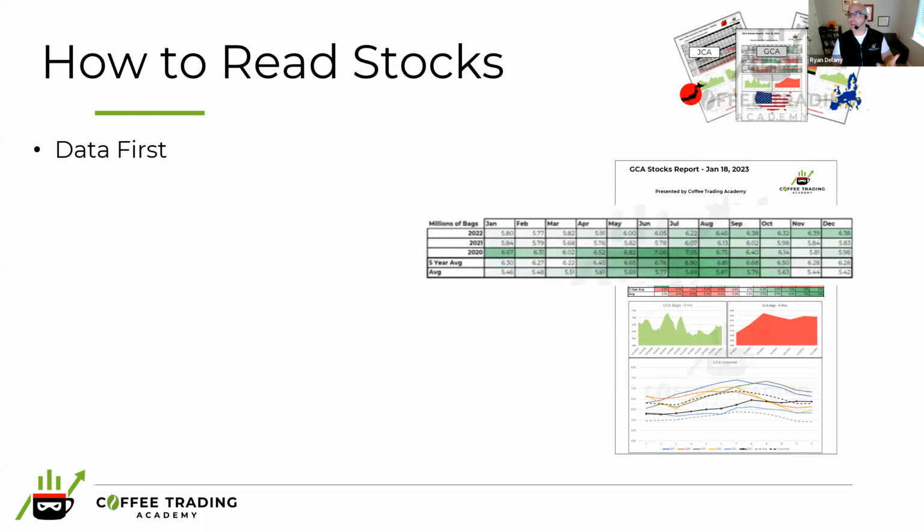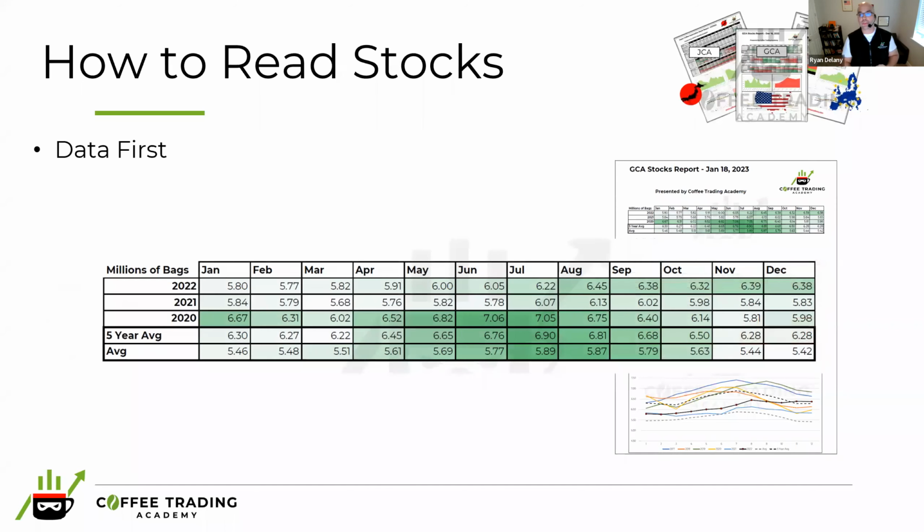Number one, we want to focus on the data first. So the top portion here shows the data, okay? If we look at the most recent GCA stock report that came out in December, that was 6.38 million bags. That's the information that we are going to download and internalize, the actual absolute number.